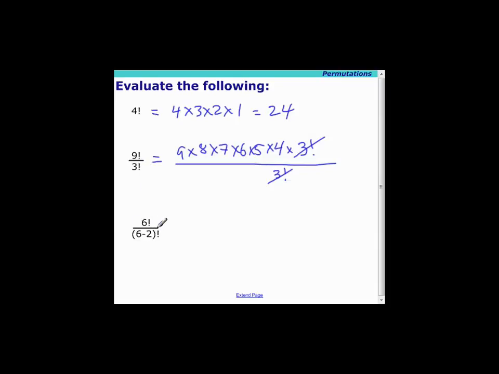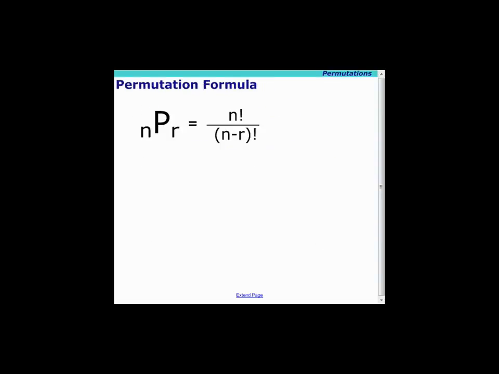To determine factorial, you can also use, or not to determine factorial, but to determine the number of permutations that you have for an event, you can also use a formula. There's a button on your calculator, but there's also a formula, this one right here, that you can use to determine the number of permutations you have for an event.